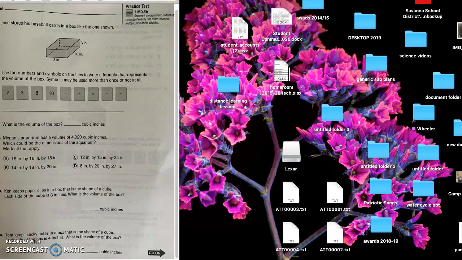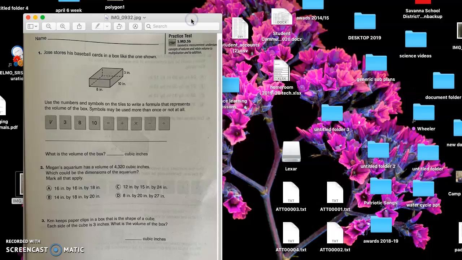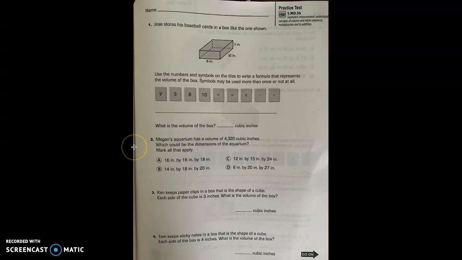Good morning. Today we are continuing to work on volume, and we are on pages 57 and 58.